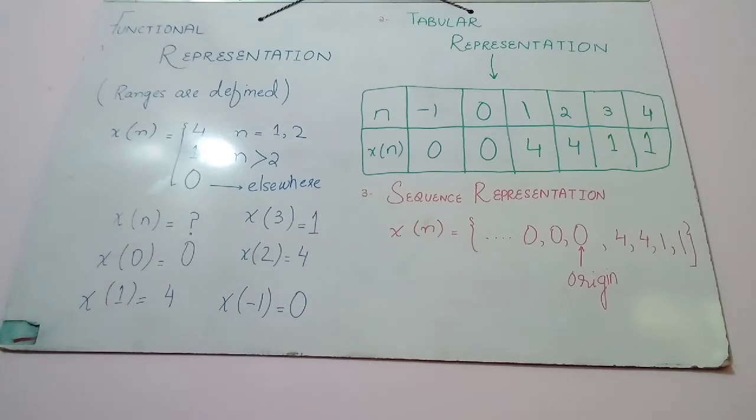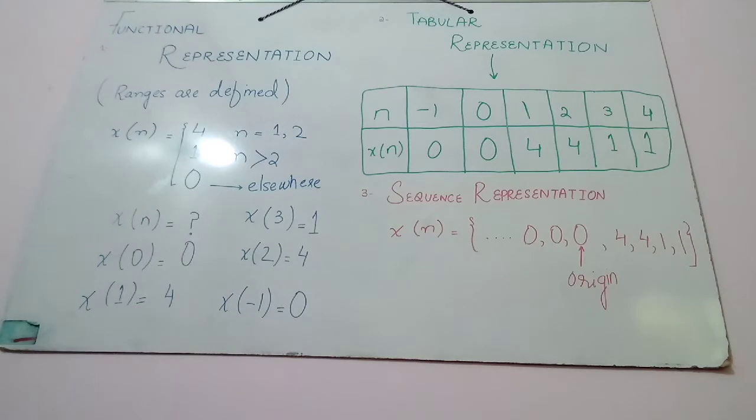So the value of n when it is equal to 1 or 2, the answer of x[n] is going to be 4. For every value of n which is greater than 2, the answer is 1 and elsewhere it is going to be 0. So you can see below this where I have assigned the values that there is an example given. A lot of examples are given basically.